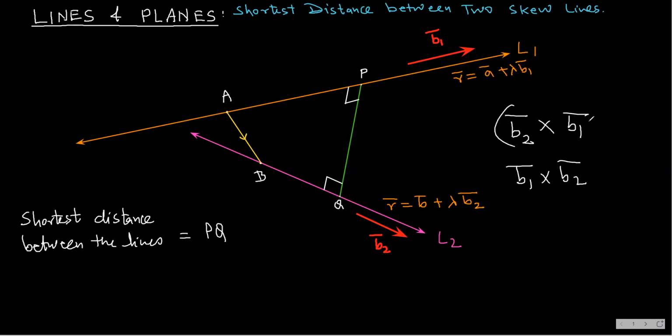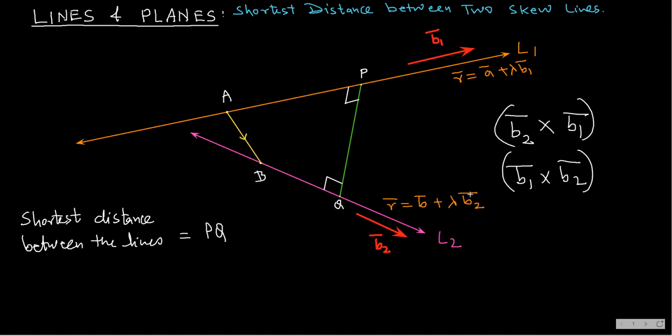Students, if I find B2 bar cross B1 bar or B1 bar cross B2 bar, what I'm trying to tell you is, if I find the cross product of these two vectors, which two vectors? B2 bar and B1 bar. Then the cross product of these two vectors will be perpendicular to L1 and L2 both.